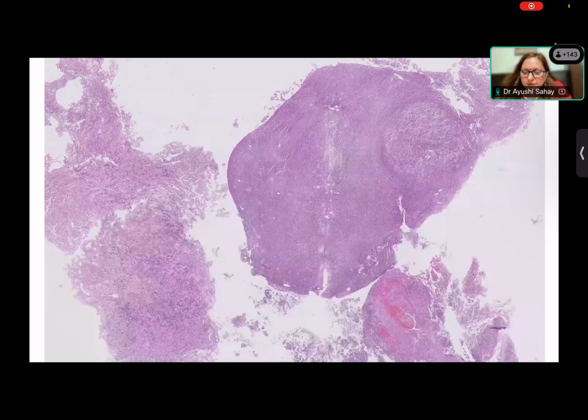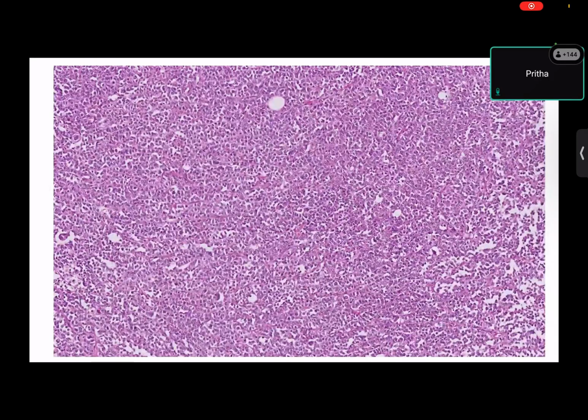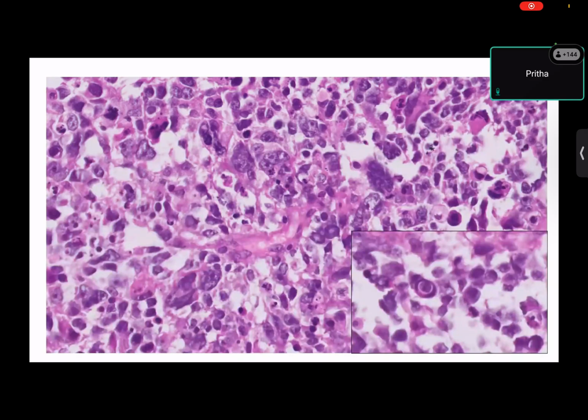Would you like to start with the description of the tumor? So the section shows tumor cells which are arranged in diffuse sheets with no particular pattern. On higher power, we can see that these cells are large atypical cells which have a high N/C ratio. They have irregular vesicular nuclei, prominent nucleoli. And on further high power, we can see that there are a few multinucleated cells, cellular molding, apoptotic debris, cell wrapping, and frequent mitotic figures are also seen. And they have high nuclear pleomorphism.